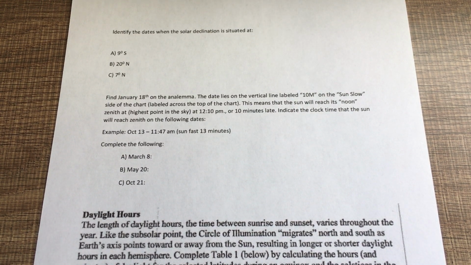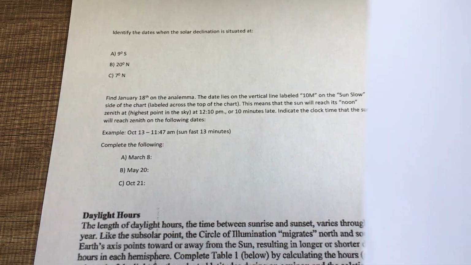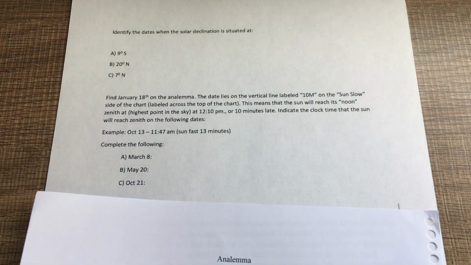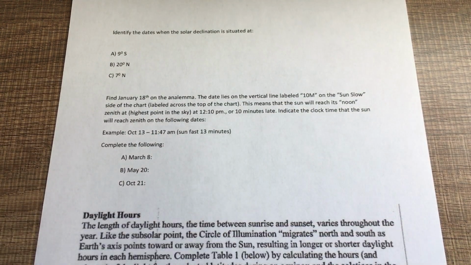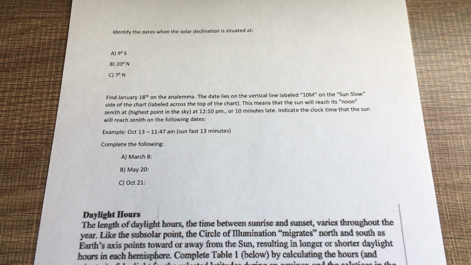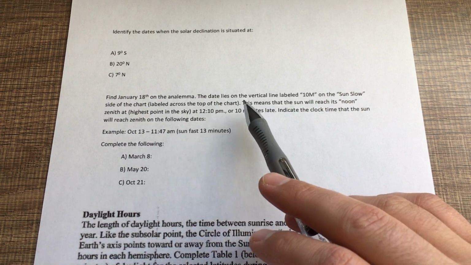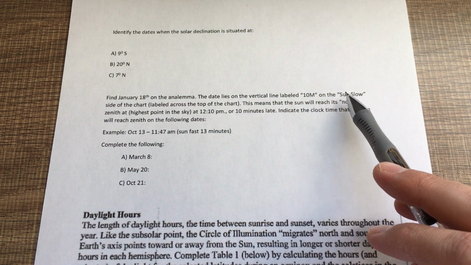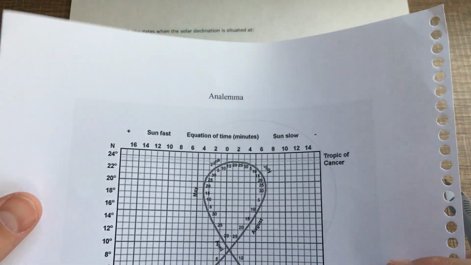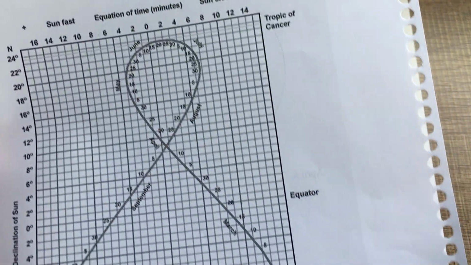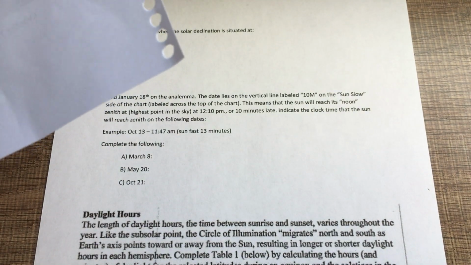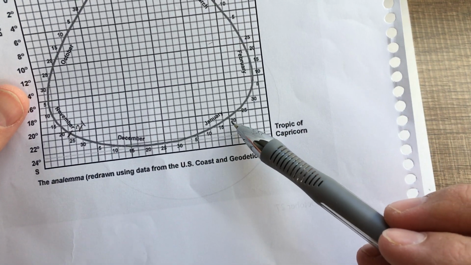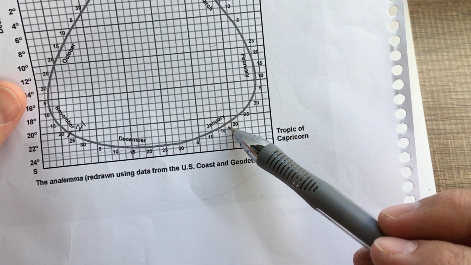Now, we're going to go back to our analemma again. First, let's read what this says. Find January 18th on the analemma. The date lies on a vertical line labeled 10M on the sun slow. So that means, as we look at this, if we find January 18th here, so that's about right there.